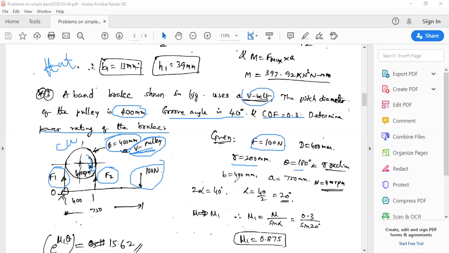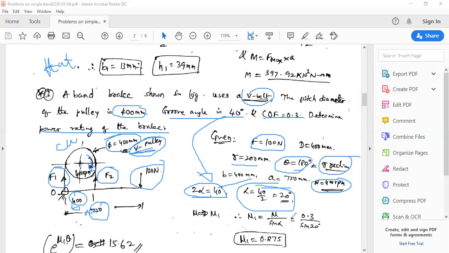By seeing the sketch, the value of theta noted here, 180 degrees, is nothing but pi radians. The B value is 400 mm as given, and the A value is 750 mm. So this is A and this one is B. These two values are noted, and it is rotating at 400 RPM. So 2 alpha, the groove angle, is given as 40 degrees, and alpha is equal to 20 degrees.